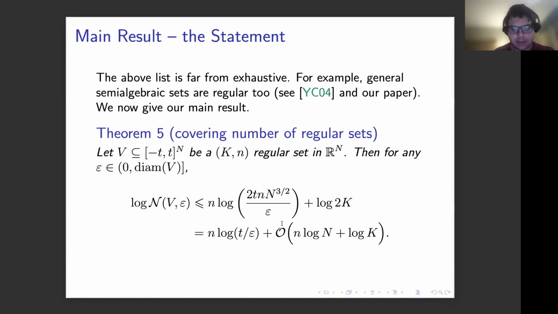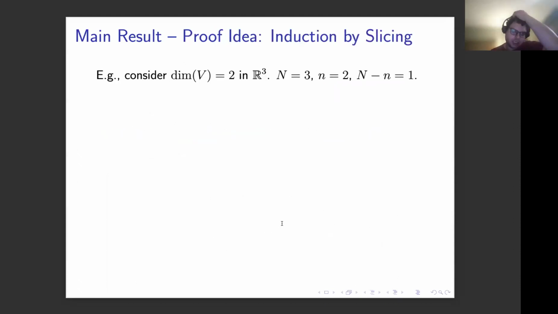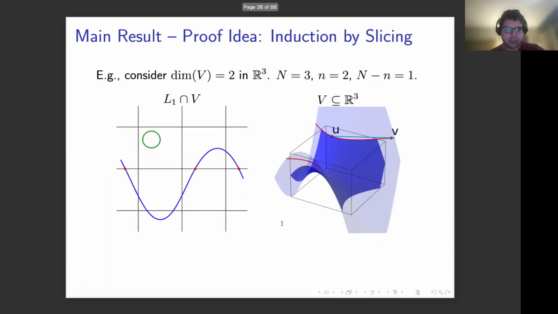Okay, let's give some comments on the proof. There's an induction by slicing. That's the main proof idea. So suppose we started with this V in R3. It's this blue surface. What we will do is create a grid of planes in R3 in the 3 different directions and slice up our blue surface.